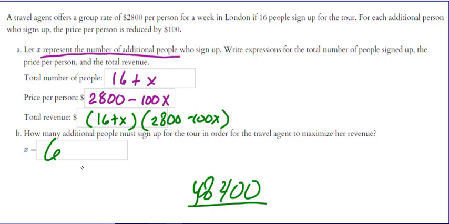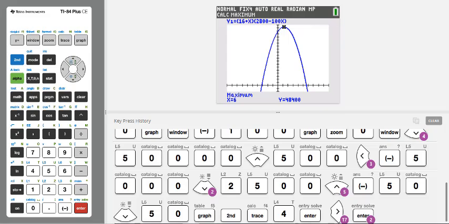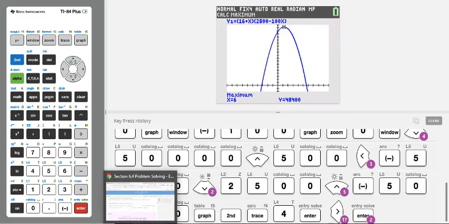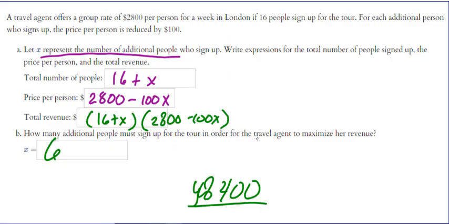So, yep, X is 6. All right. Yep. And that would maximize. They didn't ask what her maximum revenue was. They could have asked that. That would have been the 48,400. They just wanted to know how many additional people, and that was the X, right? Now, that concludes 6.4's section, part 1 video.